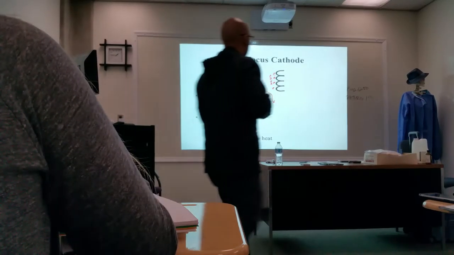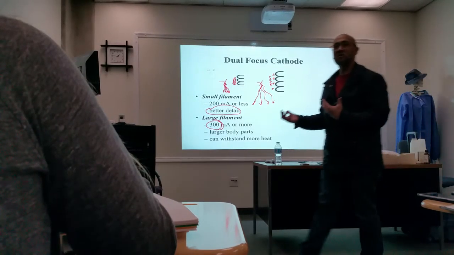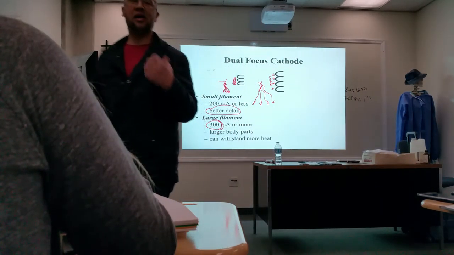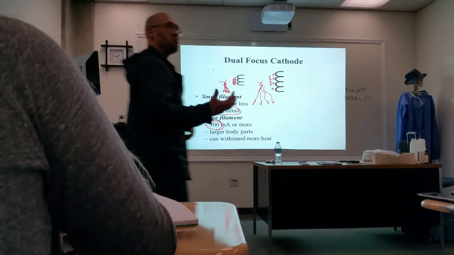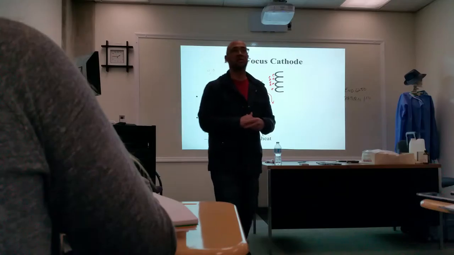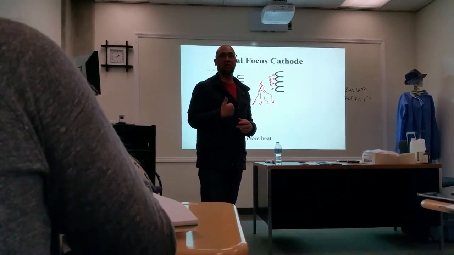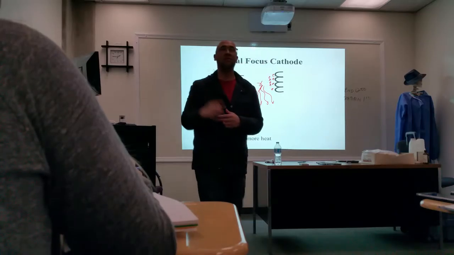Before I move forward, what does it mean to have MA and KV? Those are the factors that we're going to control, right, to create our x-rays. MA, we said, was quantity, the number of x-rays, right? Number of electrons. And KV is the force behind those electrons, right? To drive it from A to B.